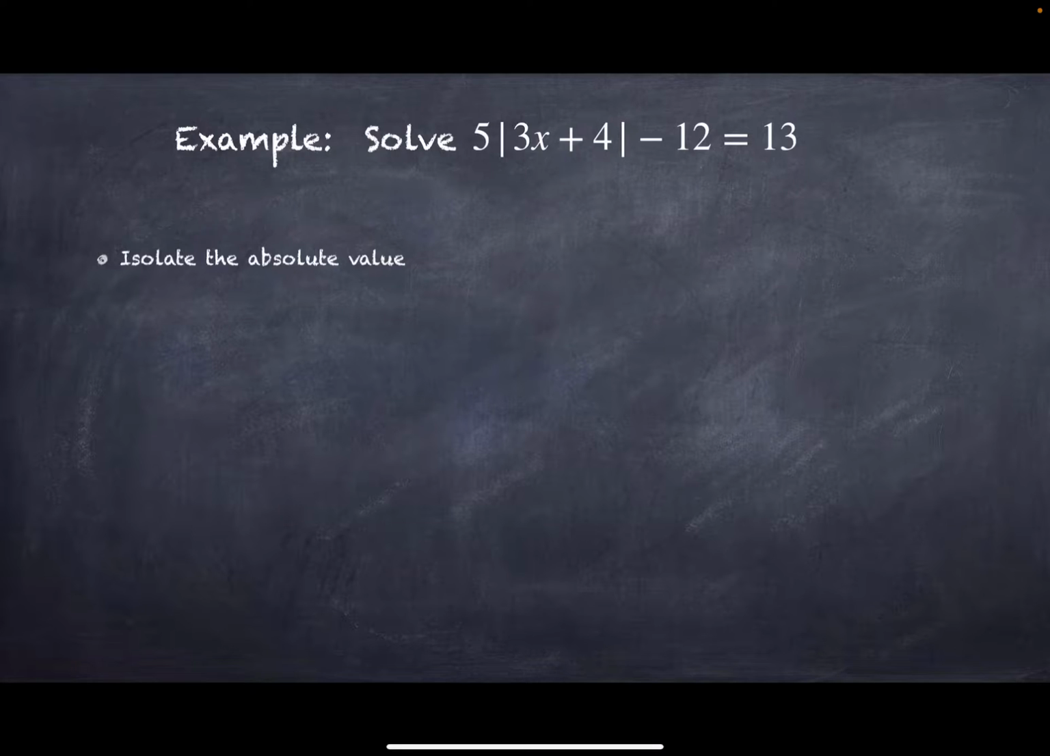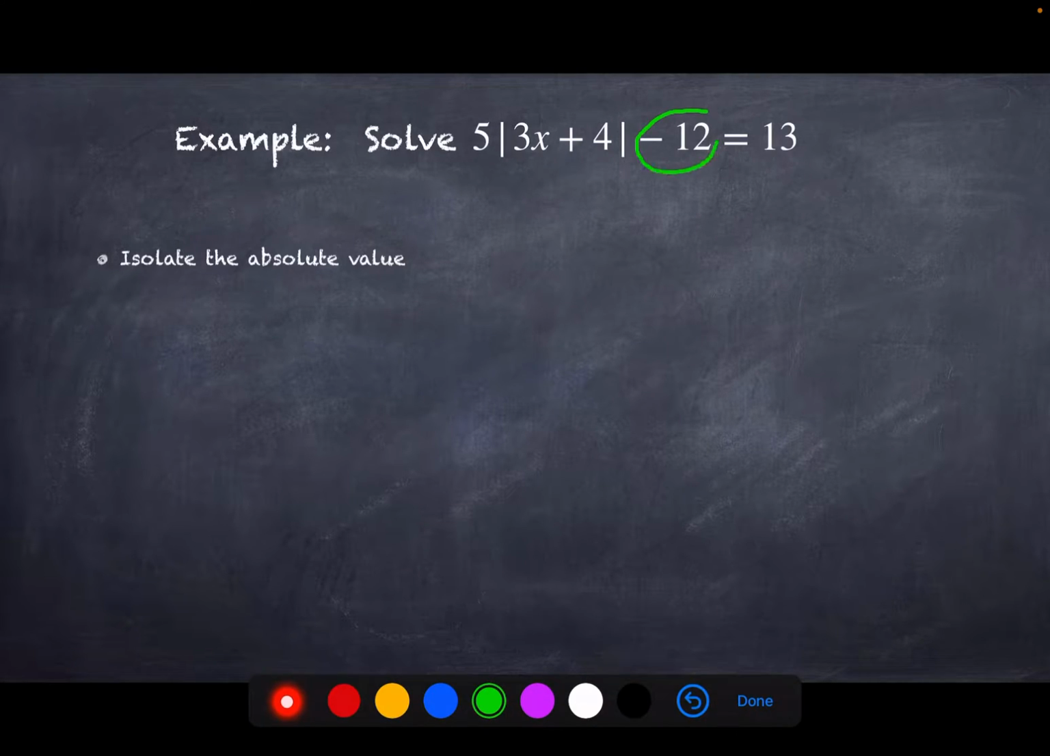So first thing I want to do is isolate the absolute value. So I see right now I've got this minus 12 in the way and also this 5. So first I'm going to add the 12 to both sides to give me 5 absolute value of 3x plus 4 equals 25. Let's see, I've still got this 5 in the way, so I better divide both sides by 5 to give me absolute value 3x plus 4 equals 5.